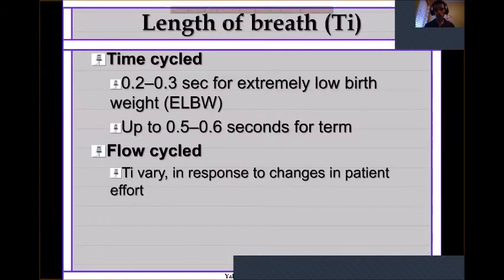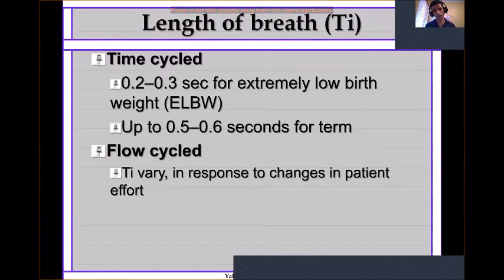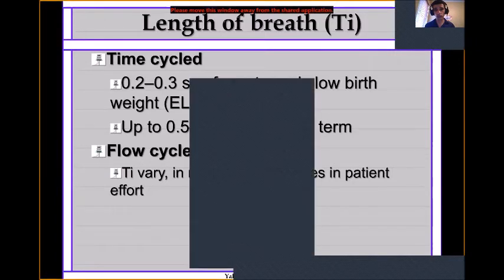The other terminology is what we call the length of the breath, or inspiratory time. The inspiratory time will determine the breath length or breath size. And the inspiratory time can be time cycled. For example, in premature babies, very small babies, we put it at 0.2, sometimes 0.3. And in a term baby, we put it at 0.5 to 0.6, and you don't reach more than that.